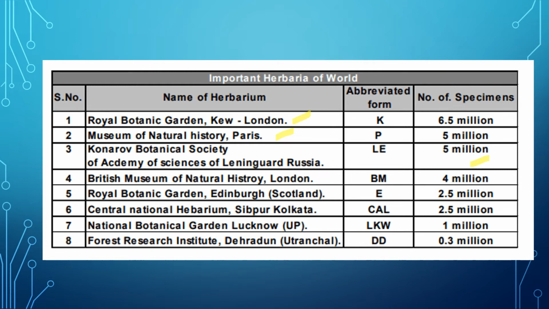Royal Botanic Garden, Edinburgh, Scotland, includes 2.5 million specimens. Central National Herbarium, Sibpur, Kolkata, includes 2.5 million specimens. National Botanical Garden, Lucknow, in Uttar Pradesh, includes 1 million specimens. Forest Research Institute, Dehradun, in Uttarakhand, it includes 0.3 million specimens. So here they are giving you a list of herbaria all over the world with the number of specimens included in that herbarium. So you need to remember the names of the herbarium as well as its location.